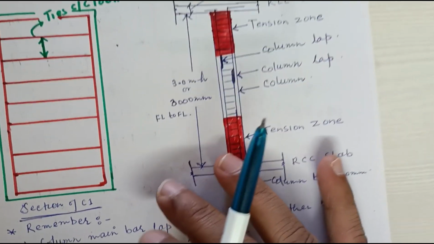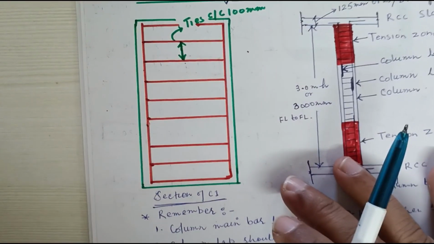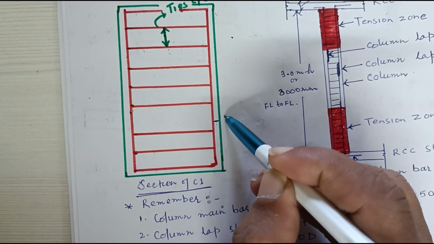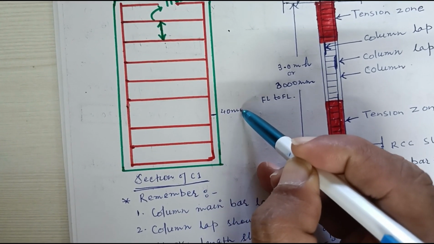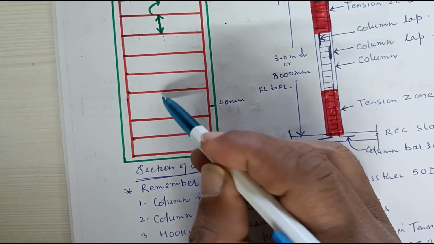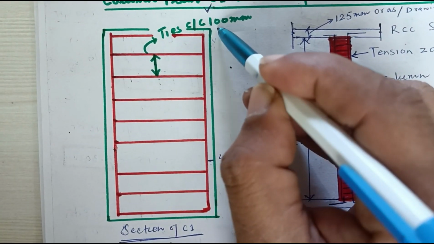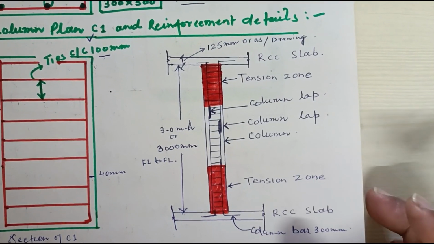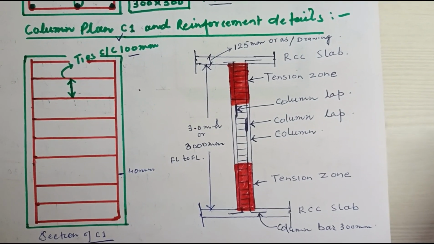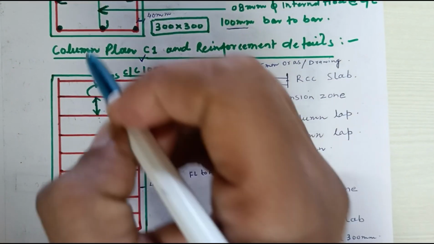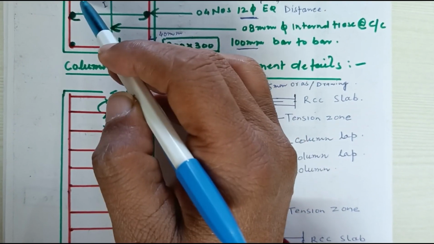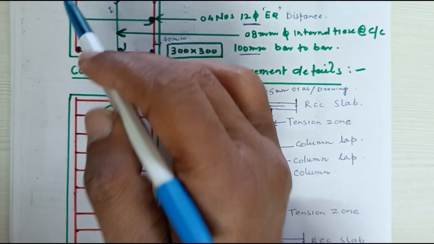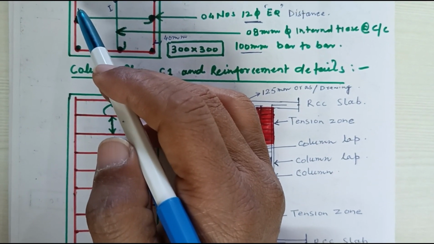Now this is the section. Here is also the concrete cover. This is 40 mm. This is the tie and the distance of the ties is 100 mm. Now we are talking about the hooks. Hooks shall be everywhere at 135 degree, and the hook dimension should not be less than 10D.